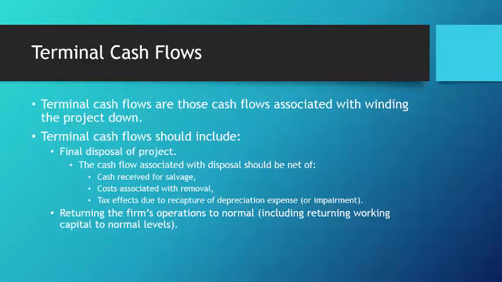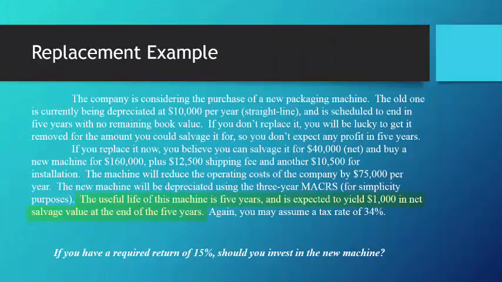So let's pop down to the story problem and make sure there's nothing else in here. And I don't think there are, but we'll double check. And in fact, as we look through here one more time, we see the useful life of the machine is 5 years and is expected to yield $1,000 in net salvage value at the end of the 5 years. Now, by the way, I do have to point out that there is one other reason why that's the only relevant one. The other reason is if you look at the old machine, it's currently being depreciated at $10,000 per year and is scheduled to end in 5 years with no remaining book value.